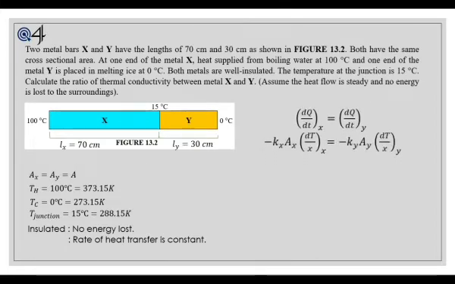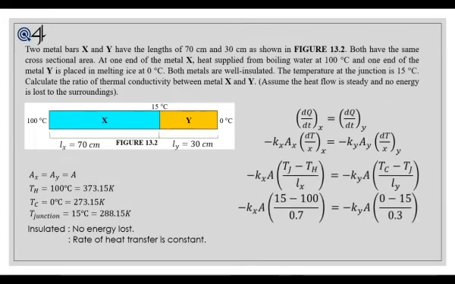So by applying the rate of heat transfer equation, we'll get the ratio of thermal conductivity between metal X and Y as 0.412. There's no need to write the unit in this case because they ask for the ratio.